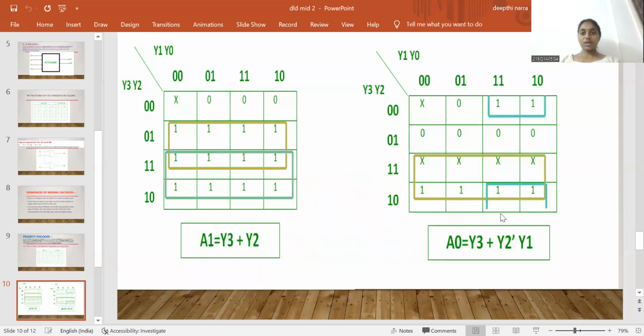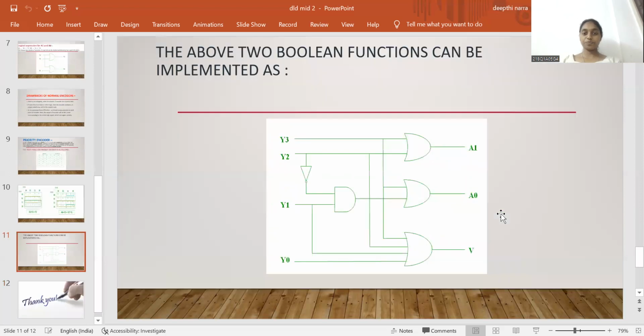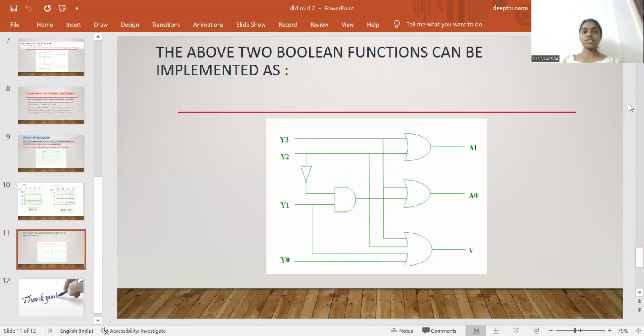Now we will draw the K-maps for both A0 and A1. The corresponding equation for A0 is Y1 Y2' plus Y3 and the corresponding equation for A1 is Y2 plus Y3. The above two Boolean functions can be implemented as follows using OR gates, NAND and NOT gates.